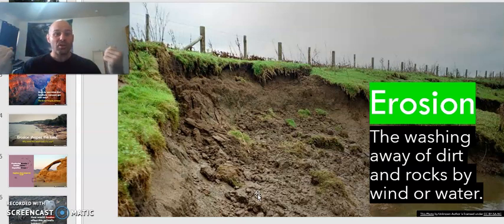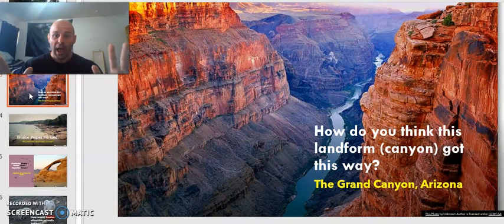So one of the major reasons why different landforms or shapes of the land have changed over time is because of this process we call erosion. So I'm going to show you an awesome picture. How do you think this canyon, this is the Grand Canyon in Arizona, how do you think this canyon got looking this way? So pause the video. I want you to think of a good answer. What made this canyon look this way?